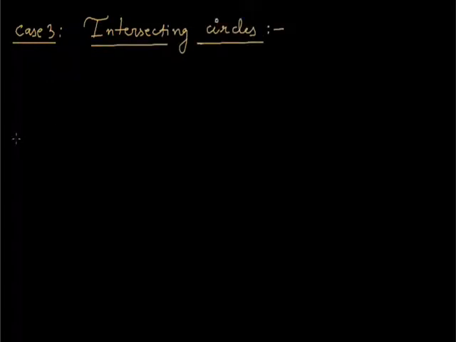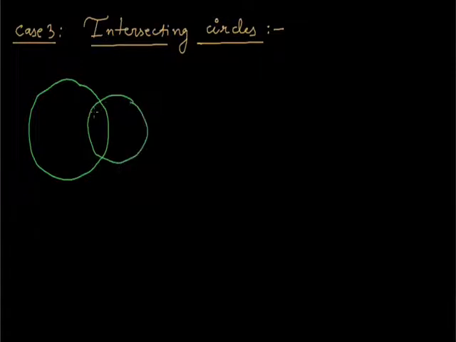Case 3, when the circles are intersecting circles. In this situation, the circles will be like this. Suppose this is the first circle and this will be the second circle, like this. Let me draw it with a second color. Suppose the center of the first circle is C1 and the center of the second circle is C2.